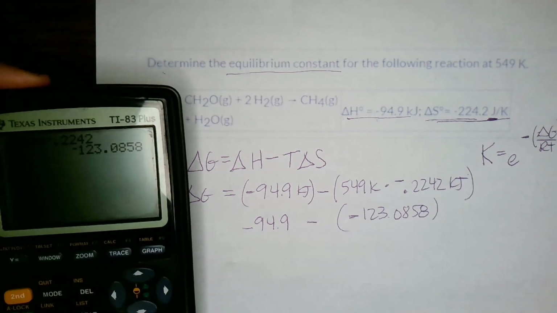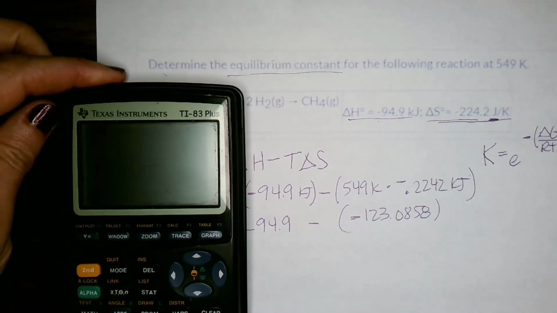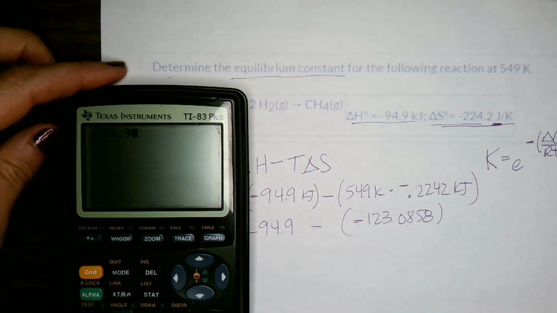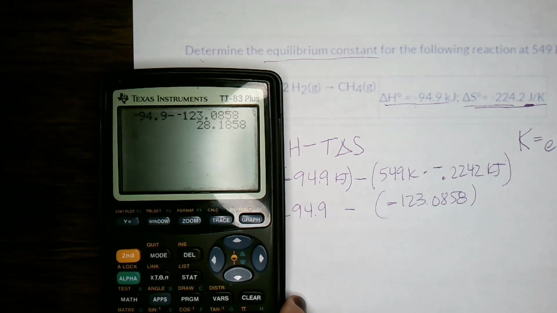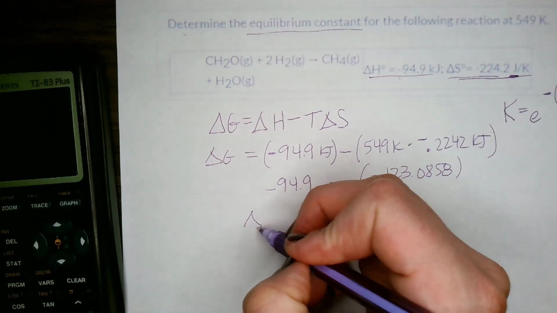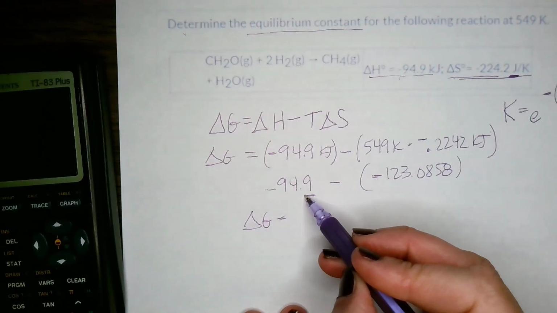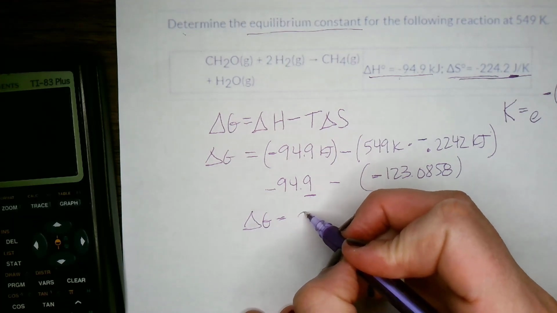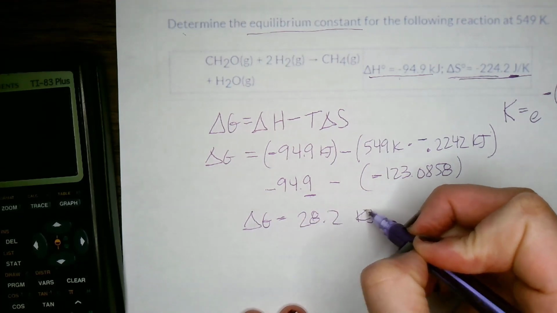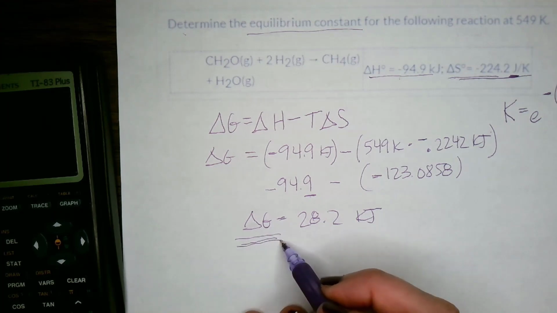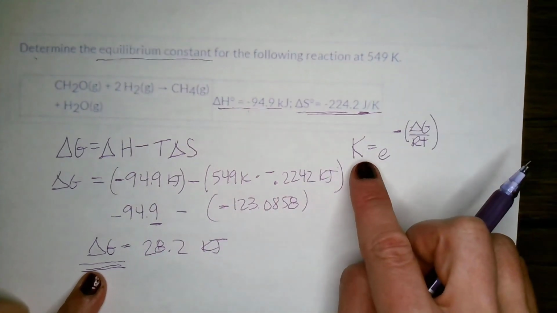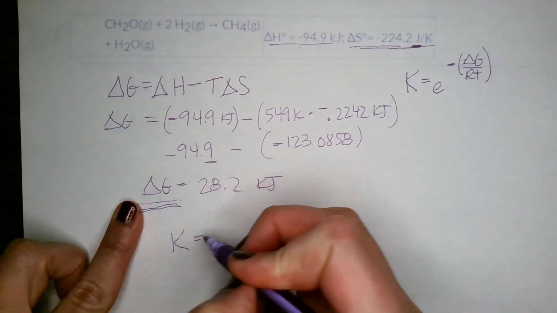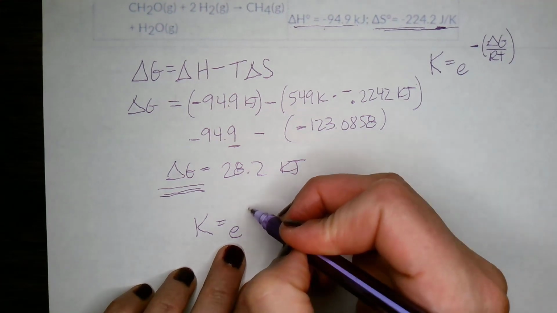So negative 94.9 minus a negative 123.0858. And I got delta G, and we are to the tenth here when we're adding and subtracting, 28.2 kilojoules. Okay, that's delta G. That's great. Now we can plug delta G into our equilibrium constant expression.